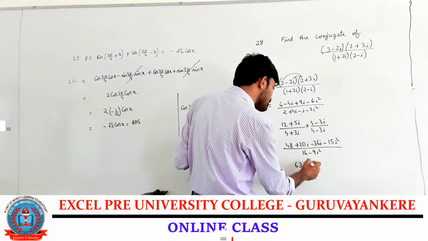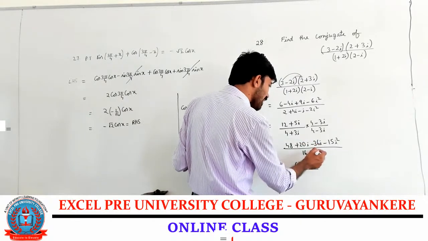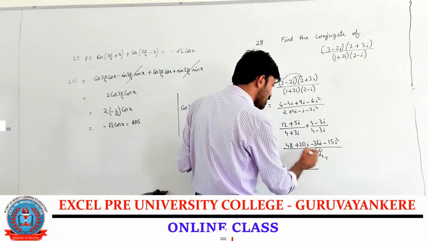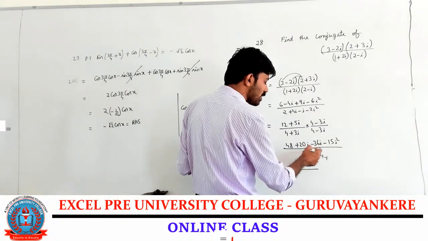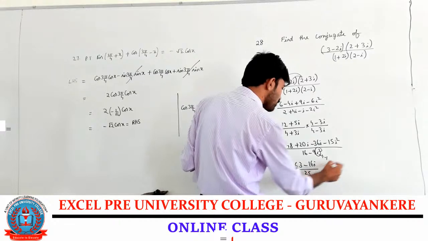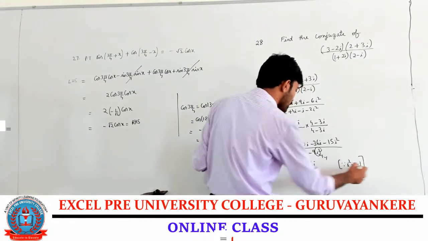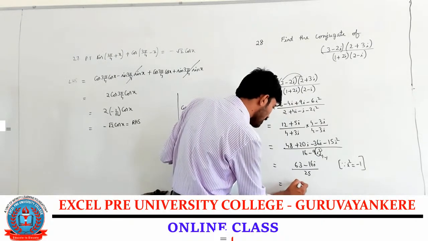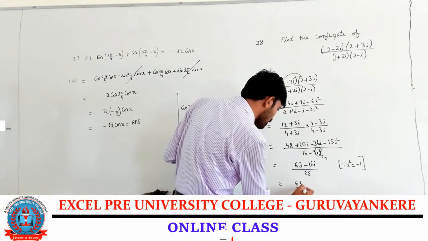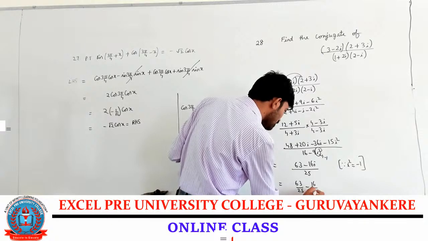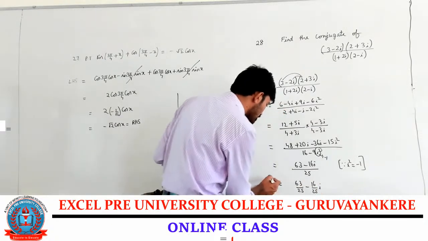20i minus 36i is minus 16i. I square is minus 1. Minus 16 minus 9 into minus 1, 16 plus 9 is 25, because i square is equal to minus 1. Separate the terms. We get 63 by 25 minus 16 by 25i. This is z.